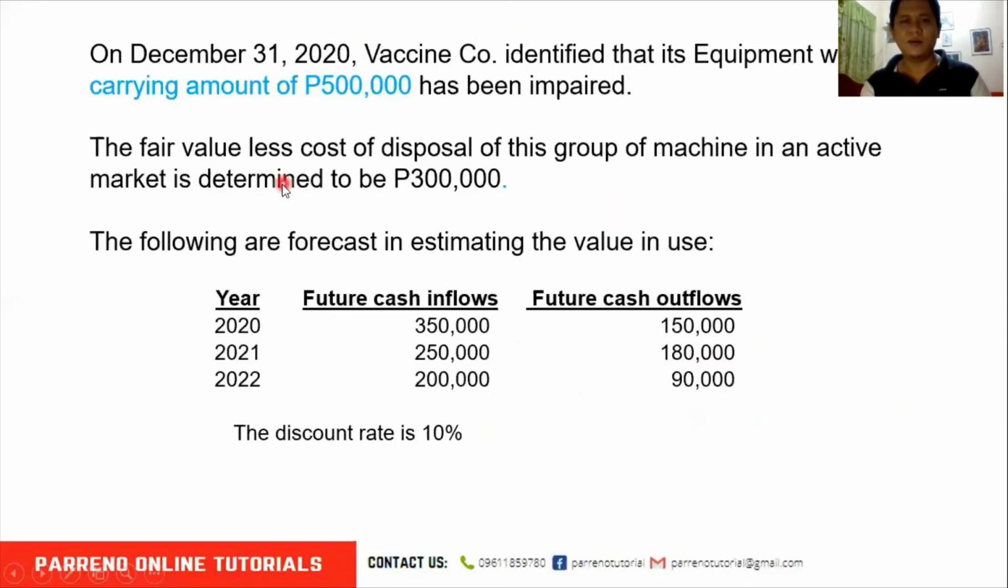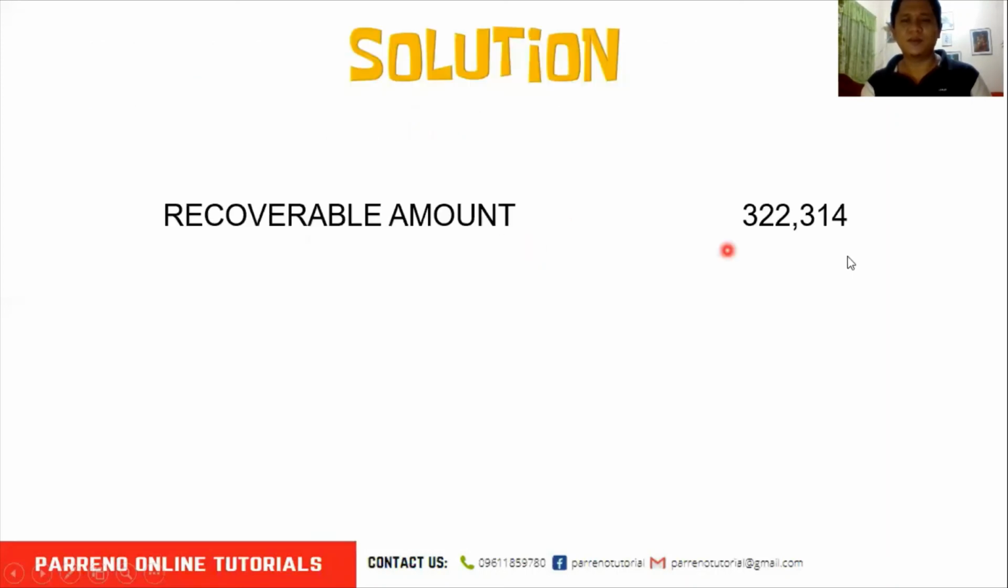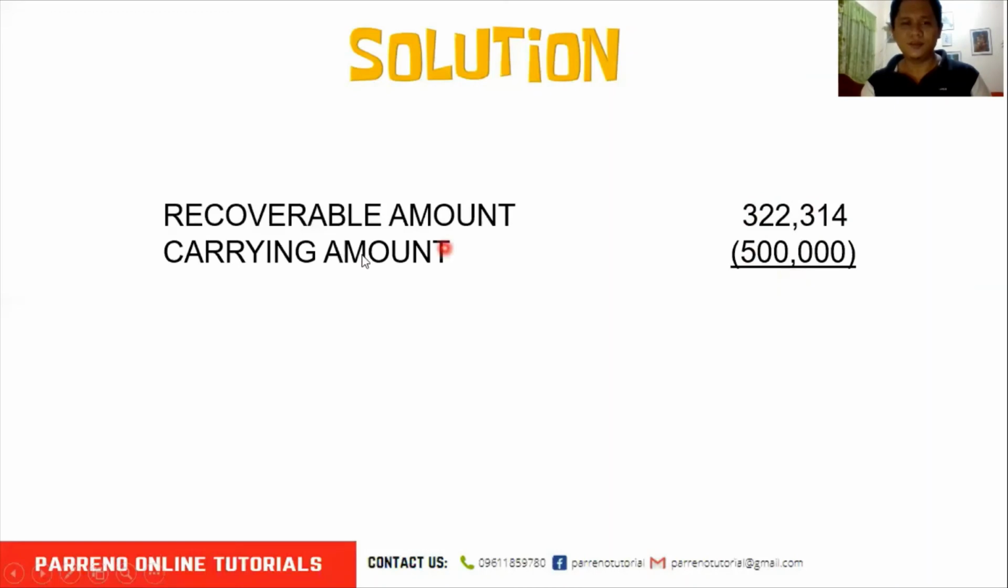Our carrying amount is 500,000. Just now we computed a recoverable amount of 322,314. This time we rounded off to a whole number, versus our carrying amount just now, 500,000. So our impairment loss is 177,686.